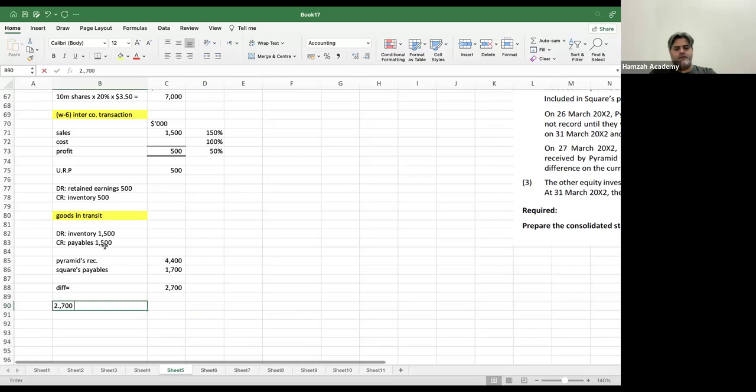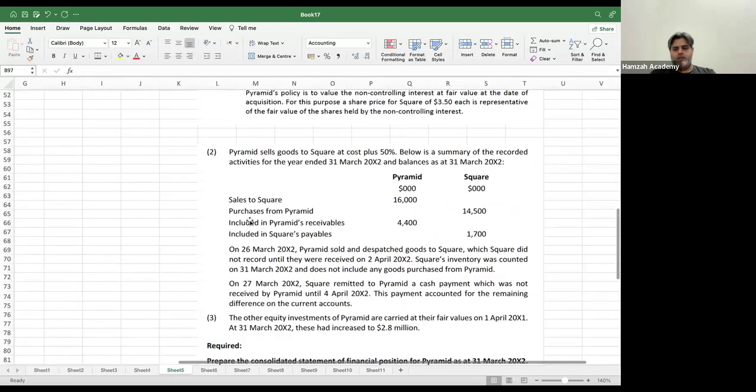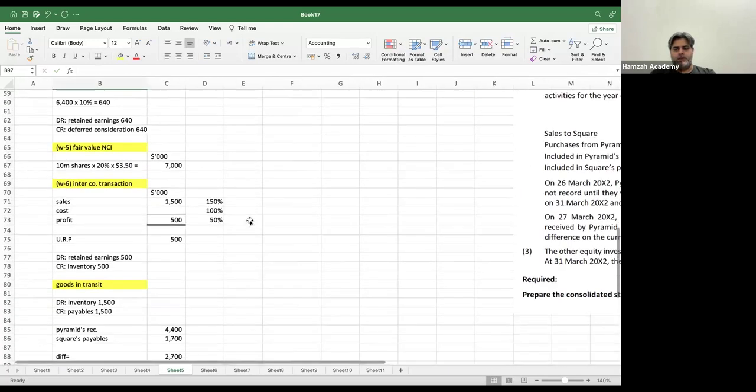So 2700 minus 1500 is going to be the cash in transit over here, which is 1200, right? So I am going to debit the cash with 1200. I am going to credit the receivables with 1200, and then the intercompany balance, debit the payables and credit the receivables, right? And the amounts, I have to calculate.